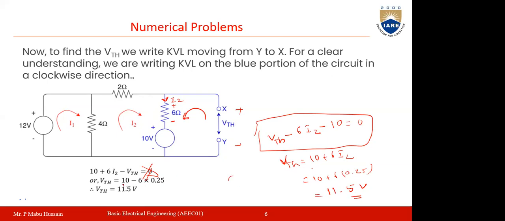Here they represented it wrong. If it were 10 minus this value, it would be less than 10 actually. Why are they putting 11.5? So this is wrong, you follow this. So V Thevenin you are getting is 11.5 volts.